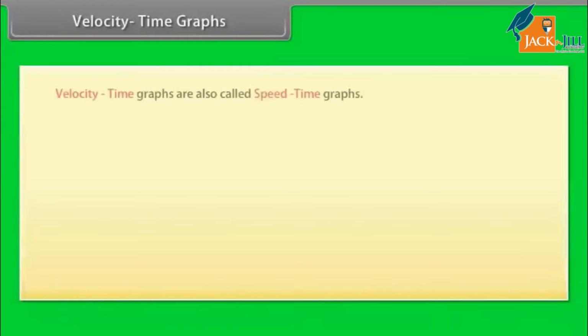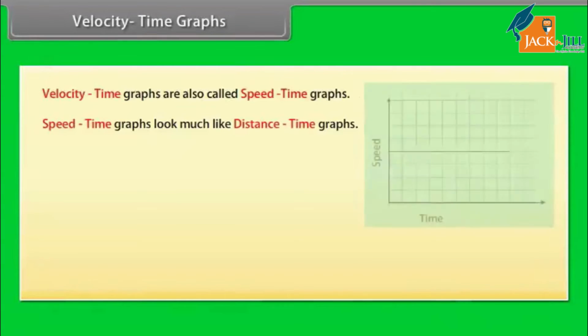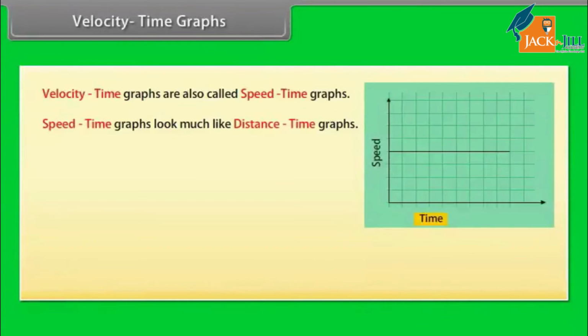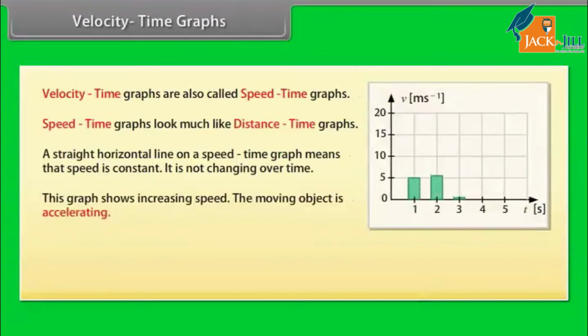Velocity time graphs. Velocity time graphs are also called speed time graphs. Speed time graphs look much like distance time graphs. Time is plotted on the x-axis, speed or velocity is plotted on the y-axis. A straight horizontal line on a speed time graph means that speed is constant. It is not changing over time. This graph shows increasing speed.